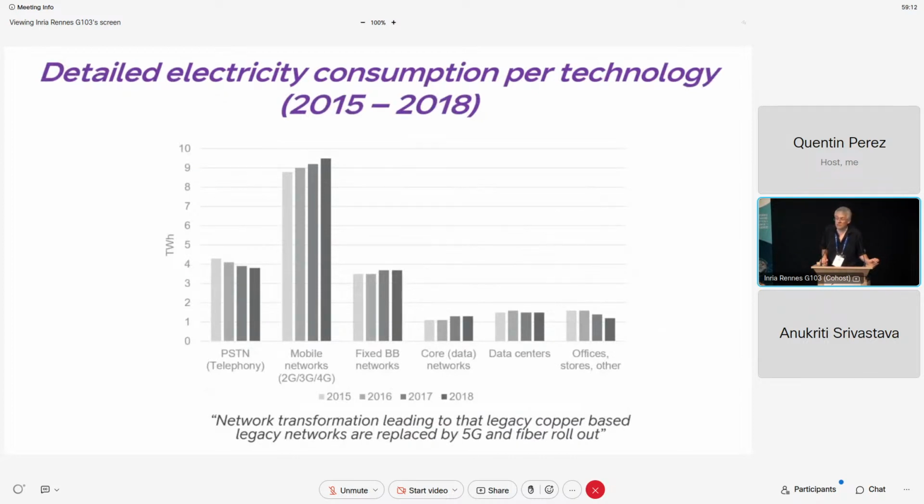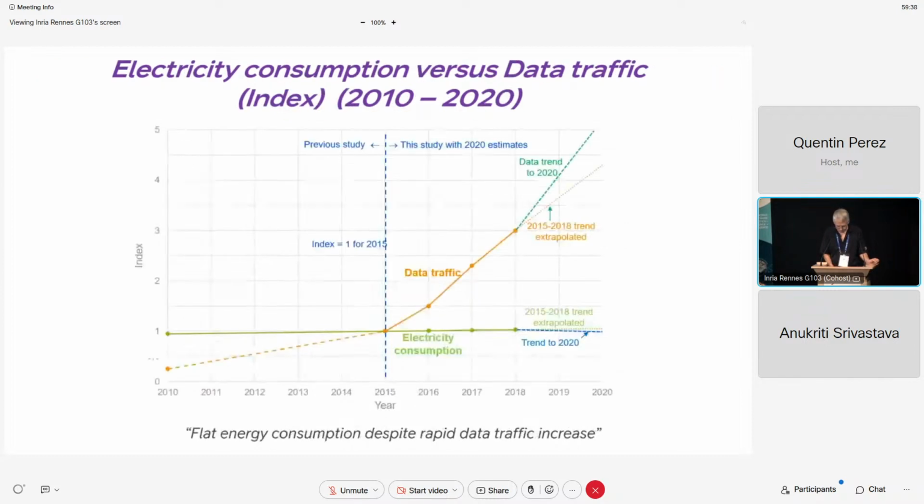Fixed PSTN, as well as fixed broadband connectivity via copper-based, going down. Mobile sector, as you see, aggregated goes up. Our internal data center operations, quite flat. There are some other numbers here. Offices, there have been some internal efficiencies here as well that have really decreased the energy consumption on these sites.